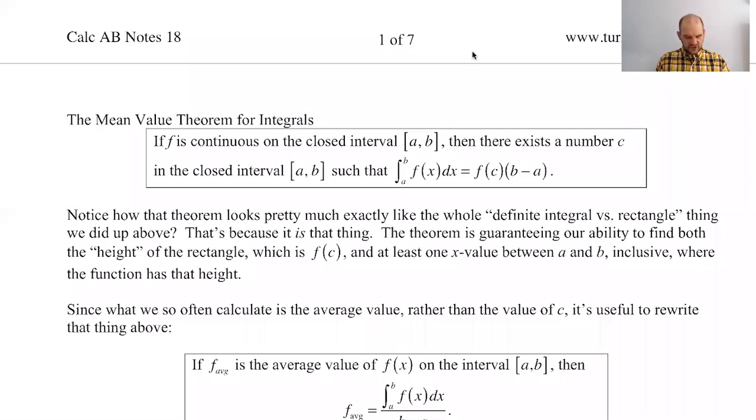All right, we're back. We're on page 2 of notes 18, Calc AB. We're talking about average value. So average value comes from, it's the average y value. So average value of a function is a y value. It comes from something called the mean value theorem for integrals.